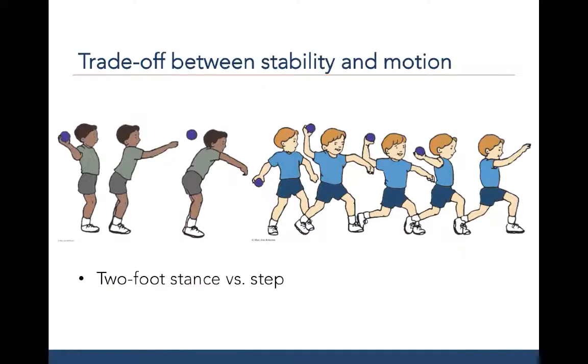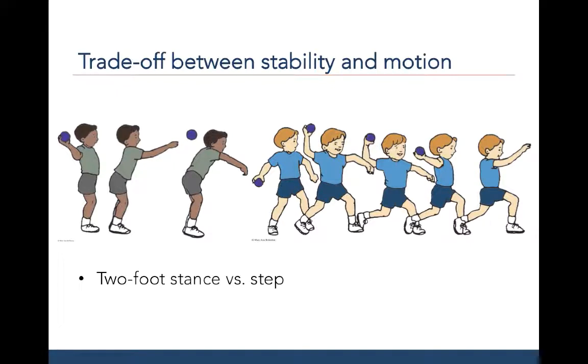There is a trade-off between stability and motion. By definition, stability is the resistance to motion. For example, the child on the left does not take a step while throwing. He is more stable because both feet are on the ground. However, the child to the right takes a step, and although he is less stable, he is able to generate more force because he's able to apply the force over a longer period of time during which he takes that step.